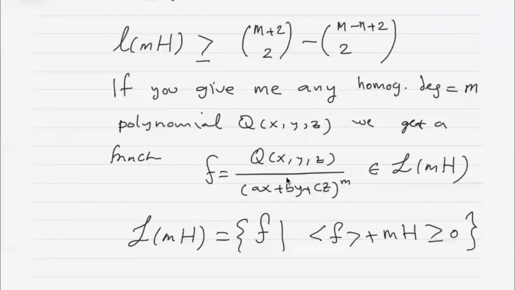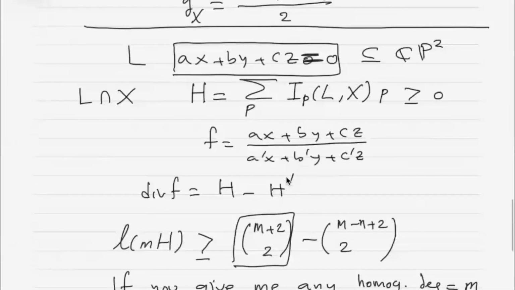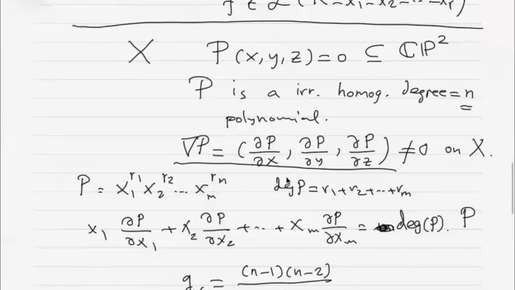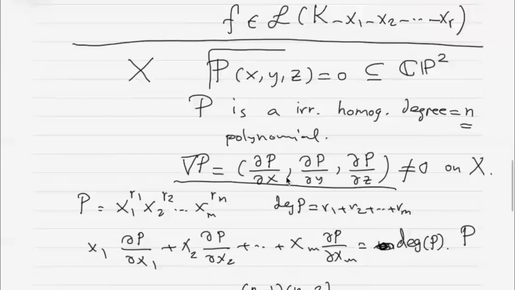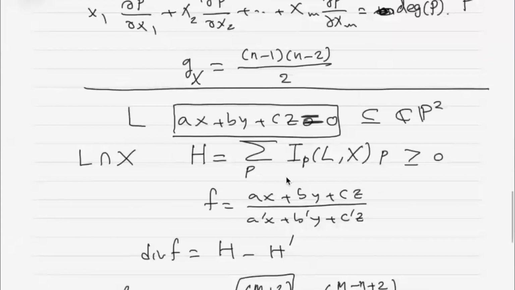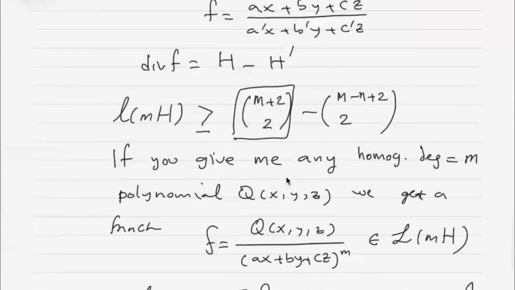And this function f here has this property. And therefore you might say, okay, since I have to choose m plus 2 such degree m homogeneous polynomials, then we must have at least this many functions inside L of mh. This is not completely correct because some of these functions will give you zeros. And these are exactly those that are multiples of p, where p was the equation that defined your Riemann surface x. So I have to subtract those, and the second term is coming from those terms.